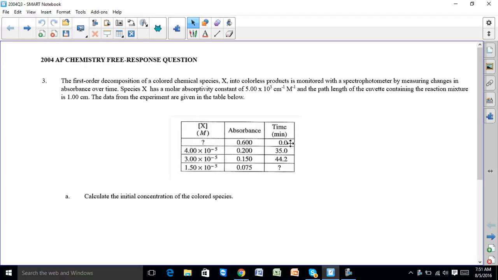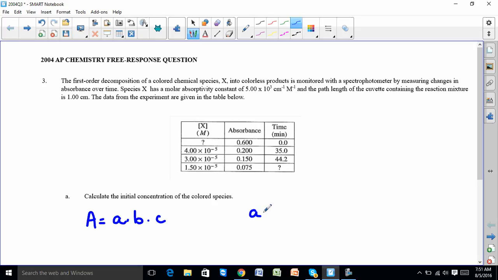So remember, in kinetics, initial concentration means at the beginning, and this is a classic Beer's law problem, which is absorbance equals A times B times C, where A is the molar absorptivity constant. And this is something that's like color or density. It depends on the molecule involved. And B is the path length.